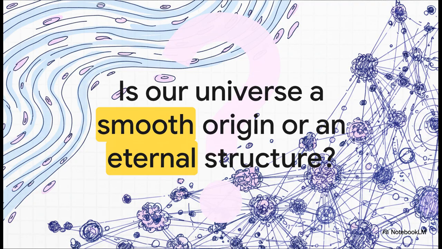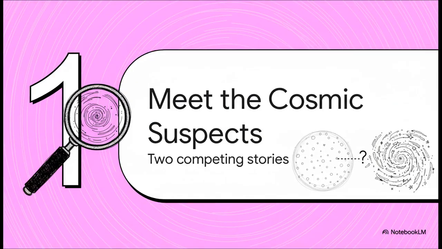It really boils down to this. Is the universe, with all its galaxies and clusters, just a tiny little ripple on the surface of some incredibly smooth and uniform beginning? Or is all that complexity, that structure, something way more fundamental? Something that's always been there and never really goes away, no matter how far out you look? Okay, so let's get into it.